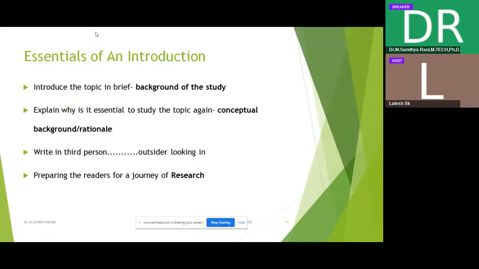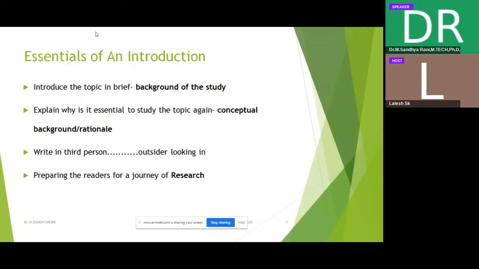What are the essential points of the introduction? The introduction should always have the background of the study. The introduction will always say why you are studying it. You have to find out why you are studying a topic. Research is very simple when you know the problem and try to find the solution in an organized manner. All of us know that unless there is a problem, there is no way of doing research.